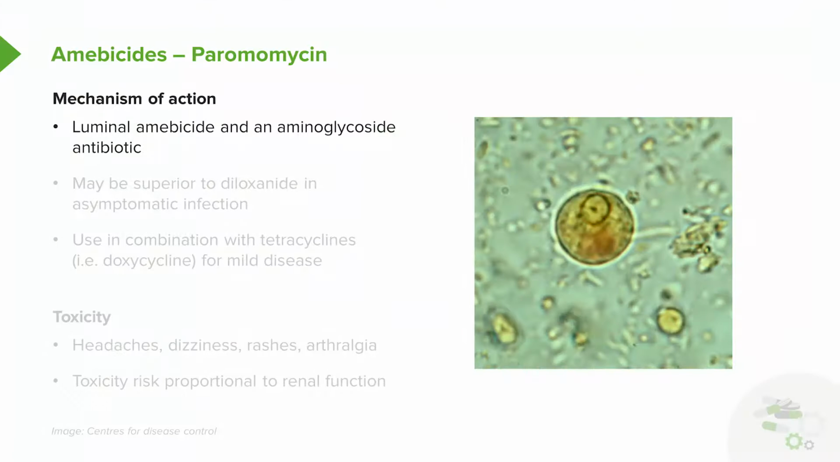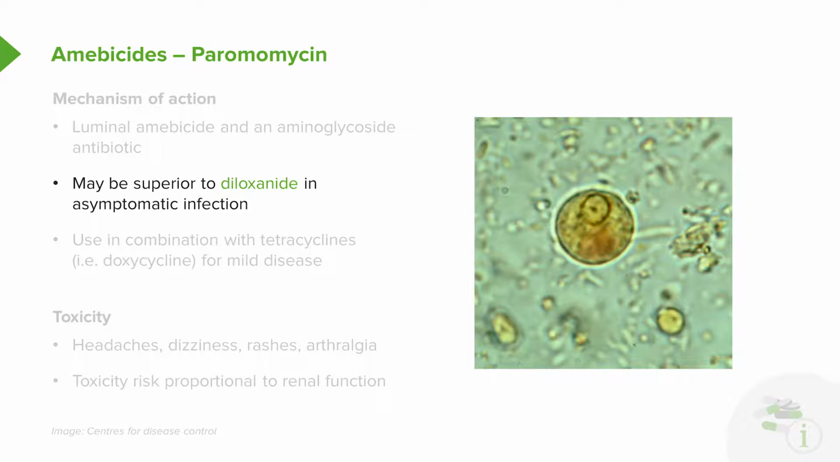Paromomycin is also a luminal amoebicide, and it is also an aminoglycoside antibiotic. So we did cover it very briefly in our antibacterial lectures too. It may be superior to other agents in asymptomatic infection, so it may be something that starts to take over, and it may already have done so in your local hospital. It's used in combination with the tetracyclines like doxycycline for mild disease.